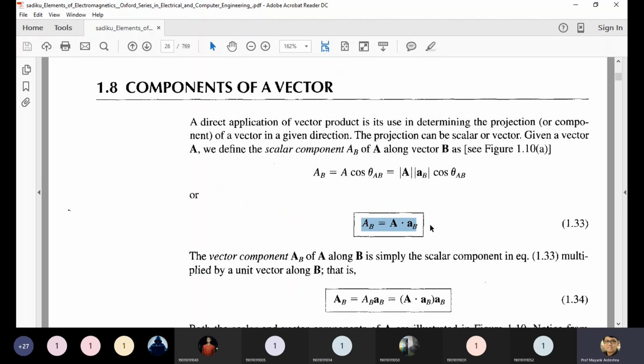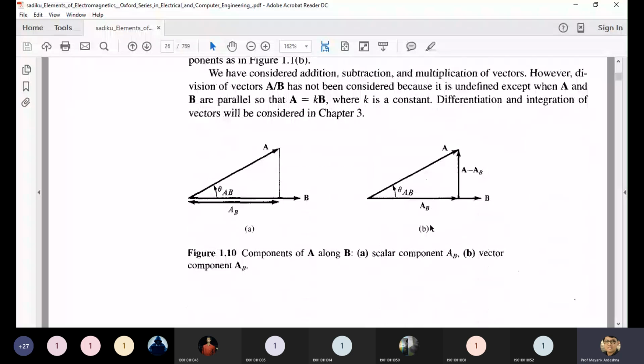Clear? These are the components of A along the direction. Which components are scalar components? In a similar way, if I'm interested in finding the vector, see what the difference is. In the scalar case, you are just interested in the distance part. But there are two options: either you are moving from B to A, or you are moving from A to B.